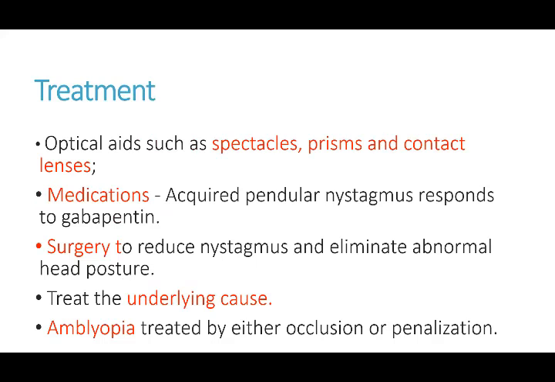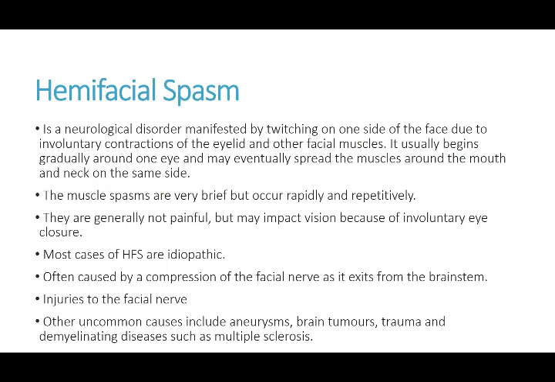Treatment. Optical aids such as spectacles, prisms, and contact lenses. Medication for acquired pendular nystagmus, response to gabapentin. Surgery to reduce nystagmus and eliminate abnormal head posture. And we treat the underlying cause. Amblyopia is treated by either occlusion or penalization. Now we'll stop here, okay?